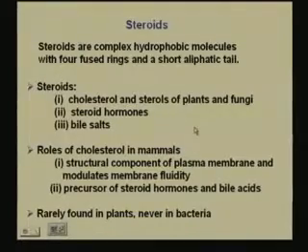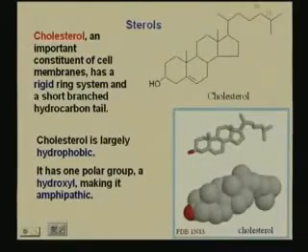So, what are the uses of this cholesterol? The uses are in the modulation of membrane fluidity and also as a structural component in the plasma membrane. This is the structure of cholesterol. This is where the steroid becomes a sterol. It is OH. Okay? It has a rigid ring system and a short branched hydrocarbon tail, which we can see in the stick structure that I have here.